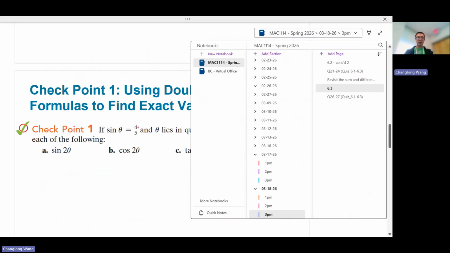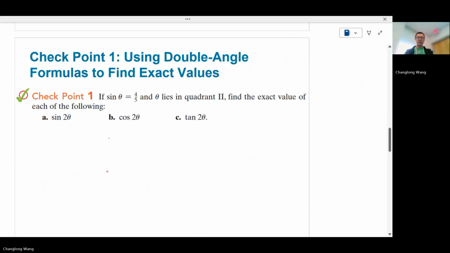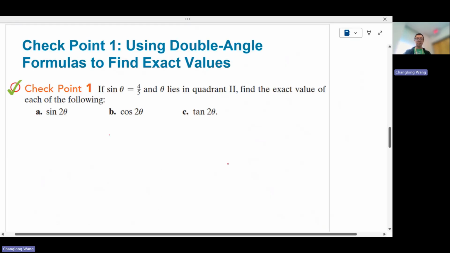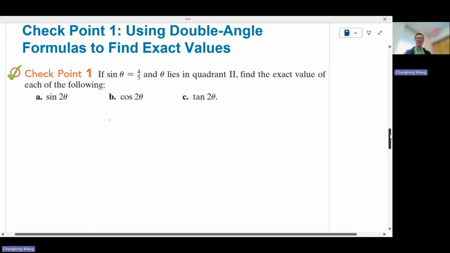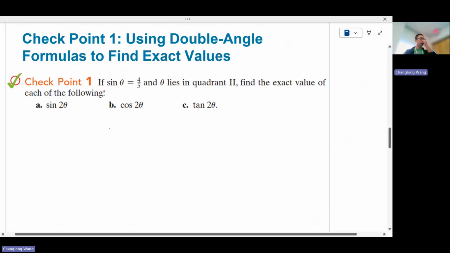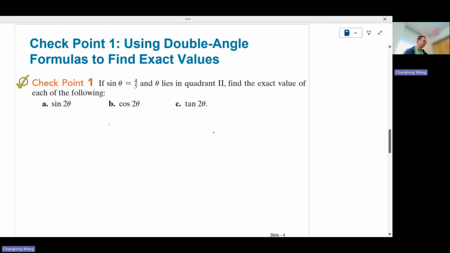Now let's use those identities to work out a certain problem, which, as you will see, you get this kind of problem on the quiz as well. The same kind with just different angles. Sometimes they tell you sine theta is equal to this, or they tell you tangent theta is equal to that. But it's the same kind of problem.